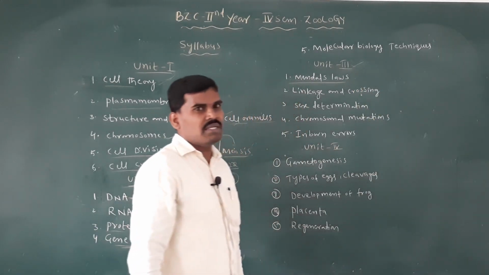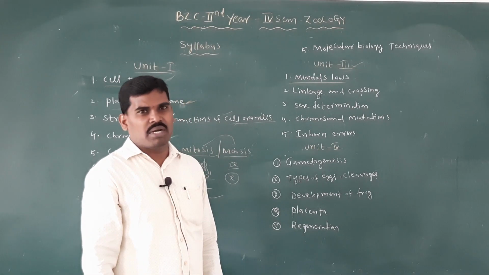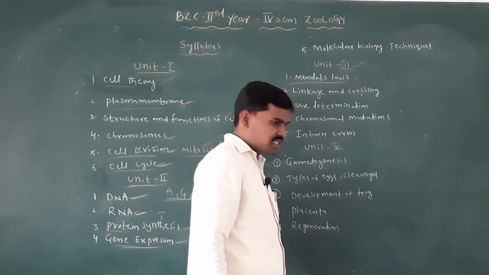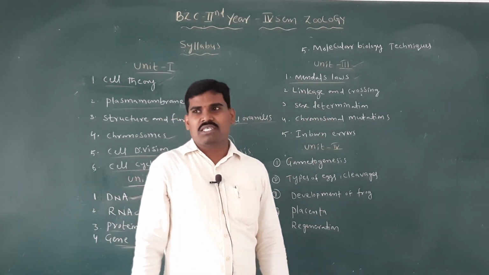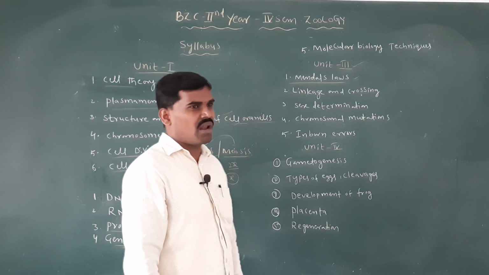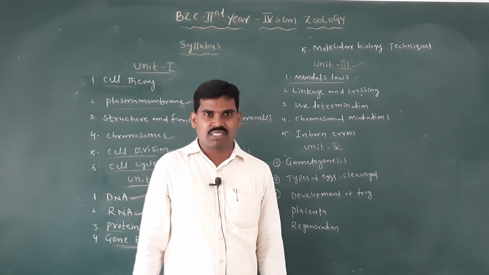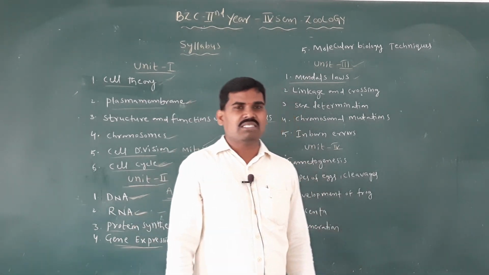So monohybrid and dihybrids: Mendel's laws for the monohybrids and the dihybrids. The dominant genes and the recessive genes. So the monohybridizations and the dihybridizations, the Mendel laws: the law of independent assortment, law of segregation, law of dominance.